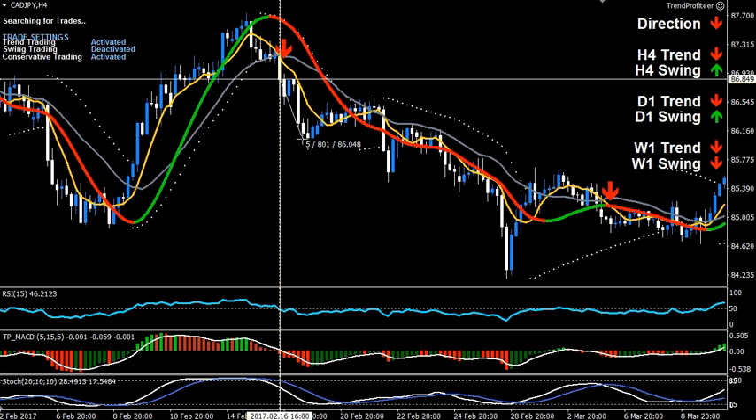80 pips just here, giving us a 2-to-1 reward to risk ratio. After this consolidation period, we would get down to 120 pips here, giving us a 3-to-1 reward to risk ratio. 160 pips would give us a 4-to-1 reward to risk ratio, and 200 pips here, 5-to-1 reward to risk ratio.